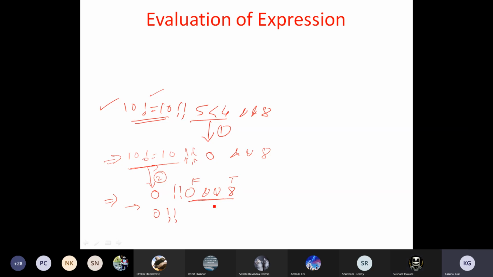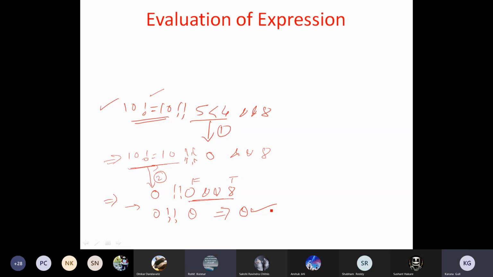False ANDed with true is false. Can I write it as 0? Yes, ma'am. So 0 ANDed with 0 is 0. Zero is the final answer. This is how the system evaluates the expression.